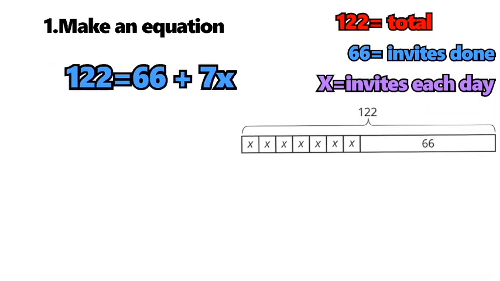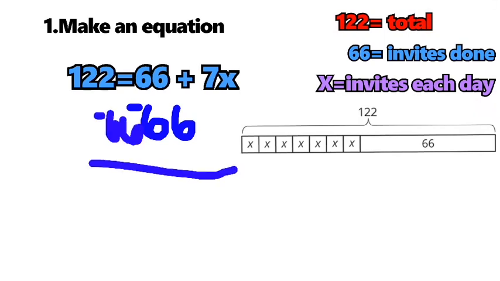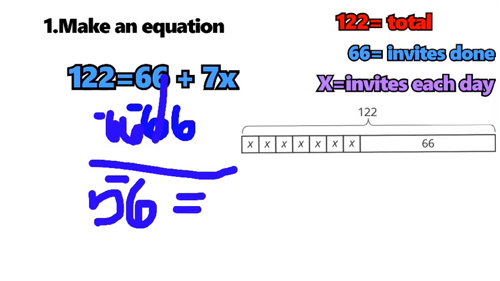So what's one thing that I can cancel out? Yeah, it's going to be that 66. I have to subtract both sides of my equation by 66. Remember, we want to keep our equation or our hanger balanced. So 66 minus 66 is 0. If I take 66 from that side, I also have to take 66 from the other side. And 122 minus 66 is 56, which is equal to what I have left, 7x.